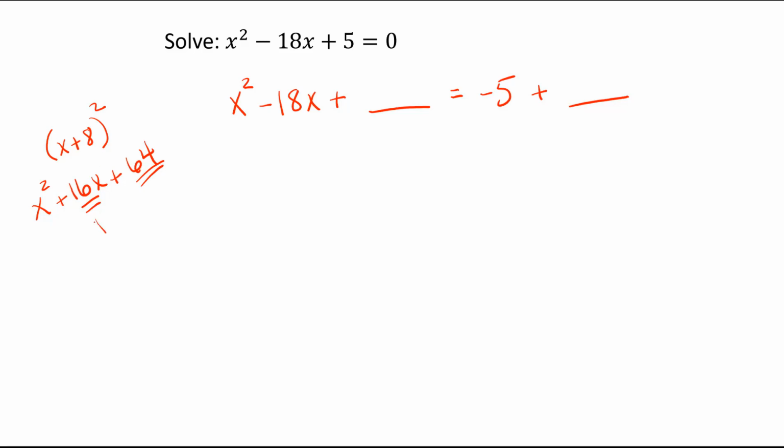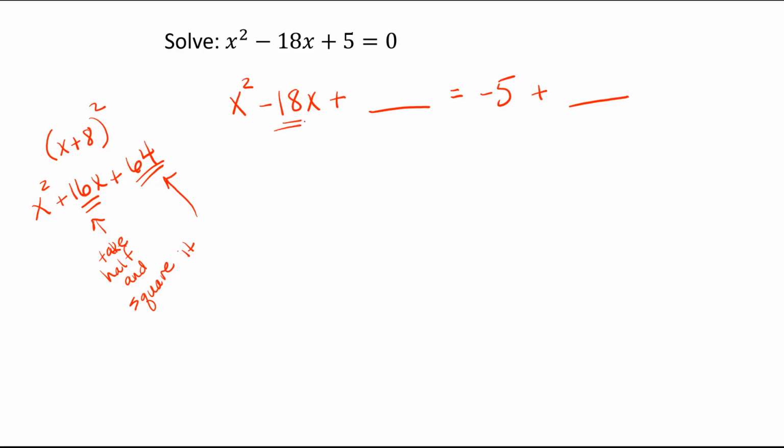So take half and square it, and you get this, right? 16, half of that is 8. Square it, you get 64. So that is how we figure out what we want to add to both sides of this equation.